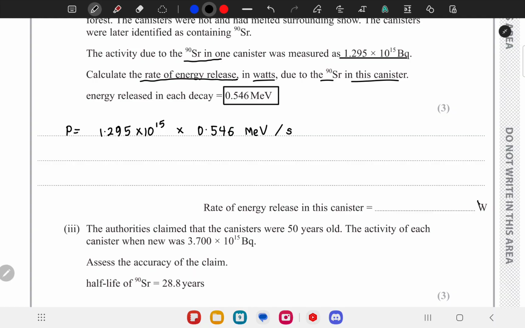But we want this in watts. So to convert this into watts, we have to convert the mega electron volt into joules. So this is 0.546 × 10^6 electron volt, and to convert electron volt into joule we have to multiply it by 1.6 × 10^-19. From this we get a value of power to be 113 watts.